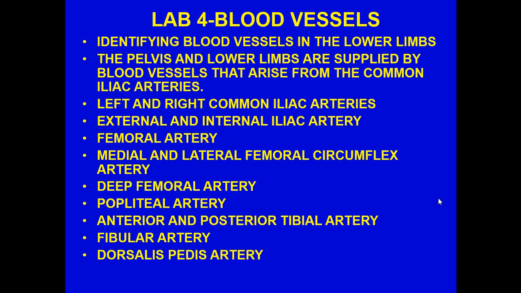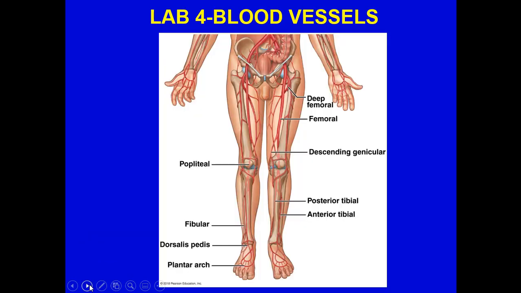Now, when we identify blood vessels in the lower limbs, we have to deal with the pelvis and the lower limbs. They're being supplied by blood vessels that arise from the common iliac arteries. We have left and right common iliac arteries, external and internal iliac artery, femoral artery, the medial and lateral femoral circumflex artery, the deep femoral artery, the popliteal artery, the anterior and posterior tibial artery, and we're getting down toward the foot now, the fibular artery, and the dorsalis pedis artery.